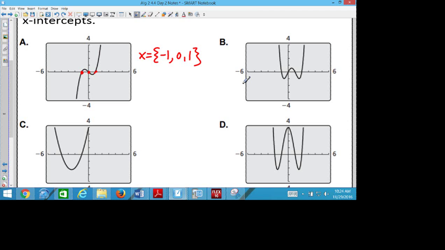So if I were going to factor this one using my x-intercepts, how many factors would there be? 3. There would be 3 factors, 1 for each x-intercept. X plus 1, x, and then x minus 1. So the first one would be x plus 1. That's how we get negative 1. The last one will be x minus 1. That's how we get positive 1.